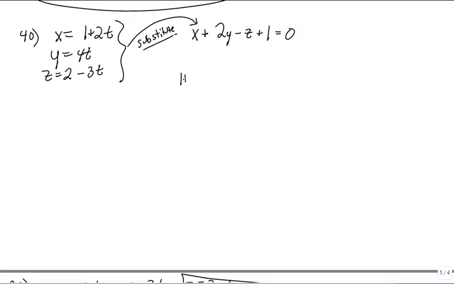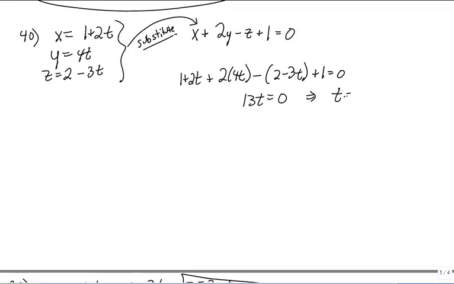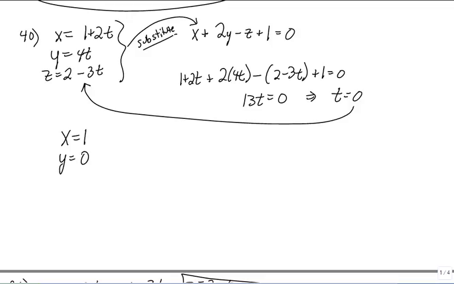So we have 1 plus 2t plus 2 times 4t minus 2 minus 3t plus 1 equals 0. This gives us 13t equals 0, which tells us t equals 0. So if t equals 0, we go back here and get our point: x is 1, y is 0, z is 2. So the point of intersection is 1, 0, 2. The line's going through the plane at that point.